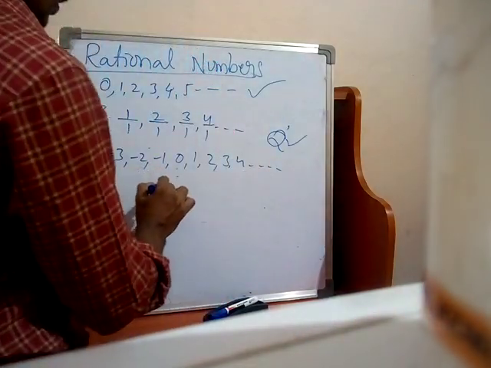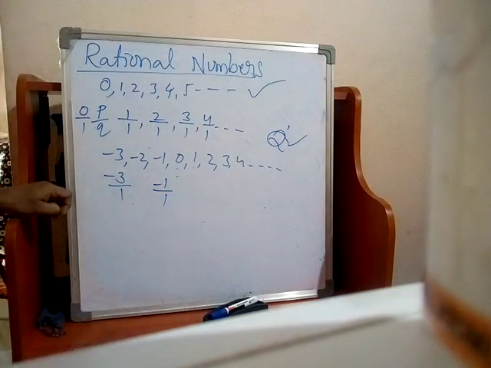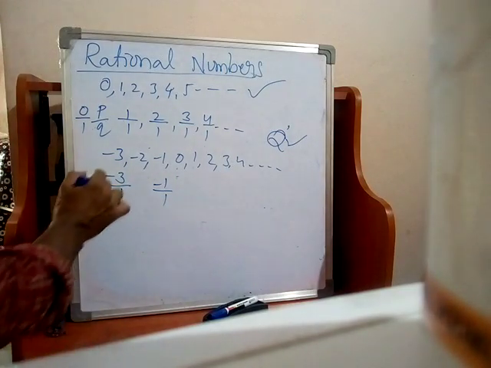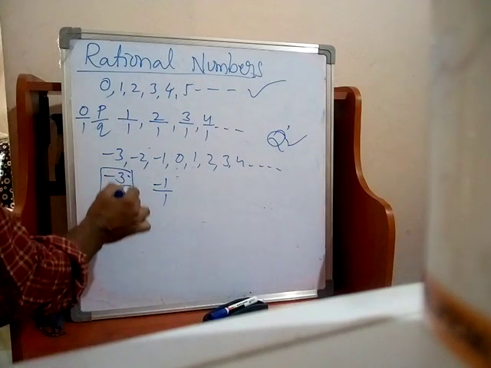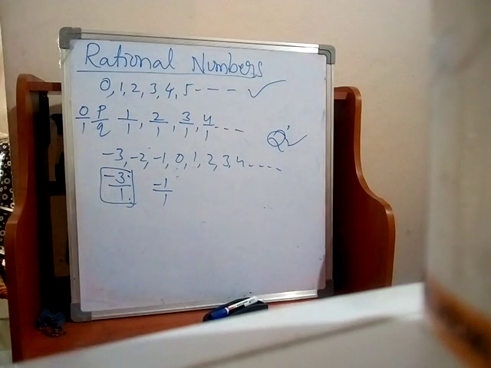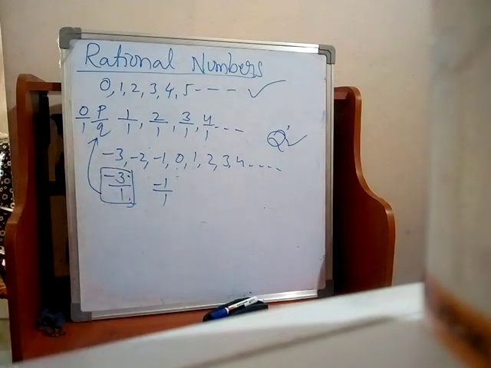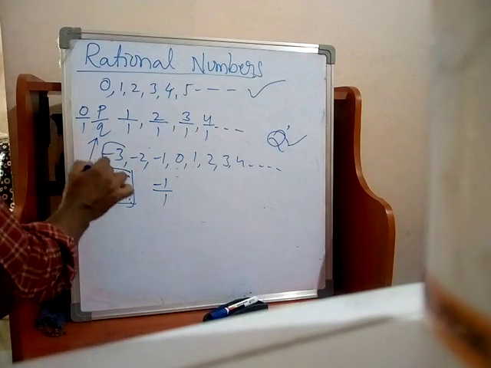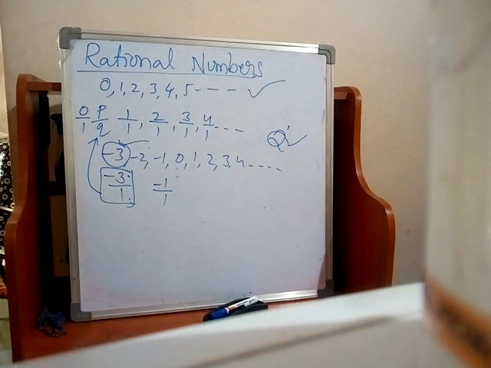So here minus 1 can be written as minus 1 by 1. Minus 3 can be written as minus 3 by 1. So this is in the form of p by q, where p, q are integers and q not equal to 0. Here q is not 0, so that's why this is in the form of p by q. So that's why this is also a rational number. Means minus 3 is also a rational number. Means all integers are rational numbers.